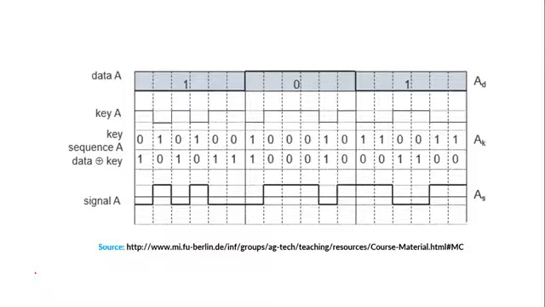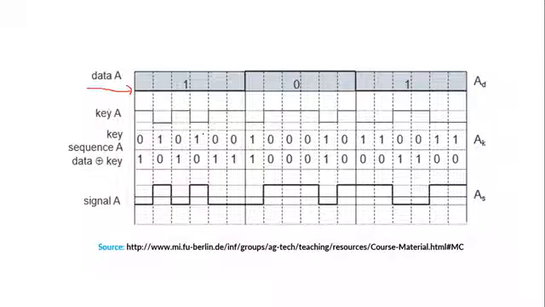Now let us see how CDMA works through these diagrams. So this is the data which A wants to send. So A wants to send 1 0 1. Here 1 is represented using a low pulse and 0 is represented using a high pulse. And let us say this is the key. So the key sequence is 0 1 0 1 0 0 1.